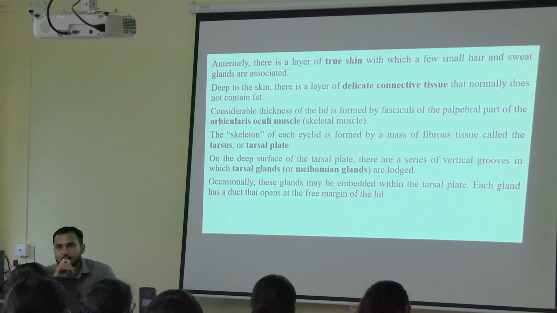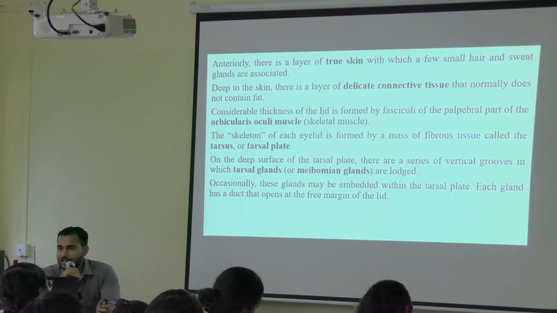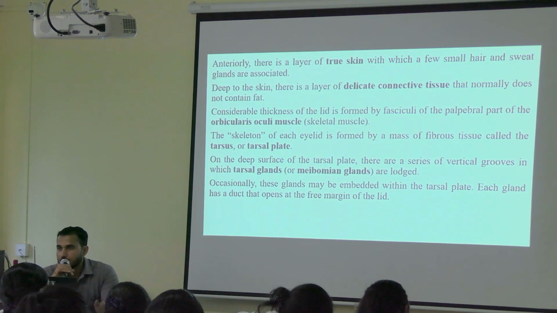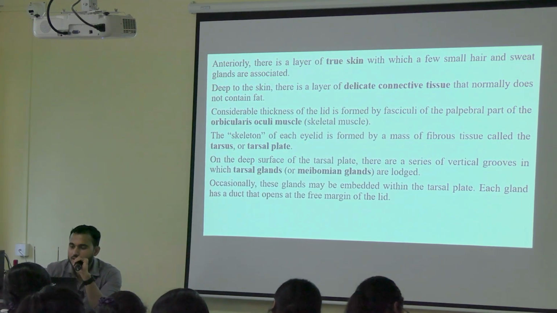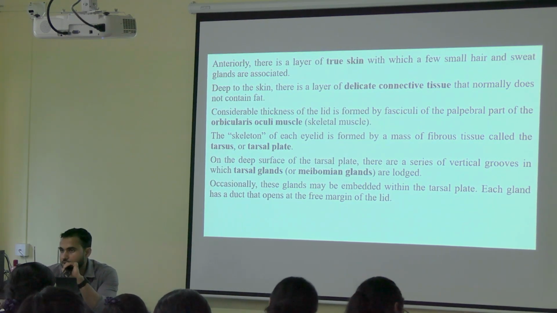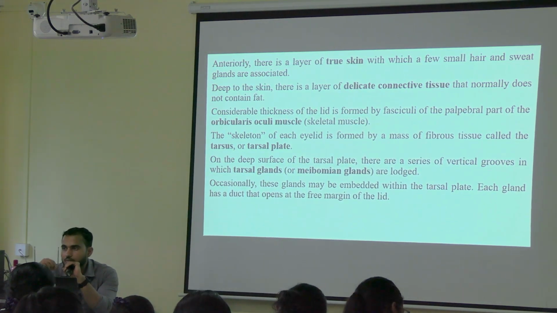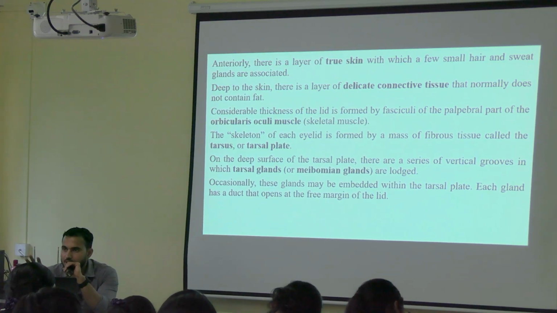Next, deep to the skin, delicate connective tissue is present where fat is absent. There are some areas in our body where the delicate superficial connective tissue has no fat. The eyelid is such an area, where just deep to the skin fat is absent. You can't see fat.